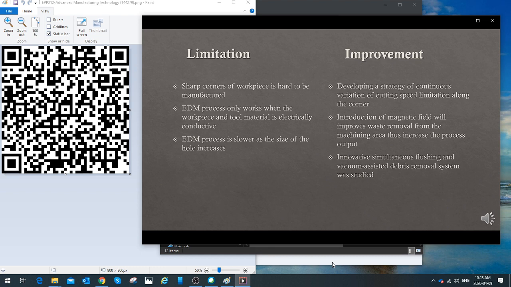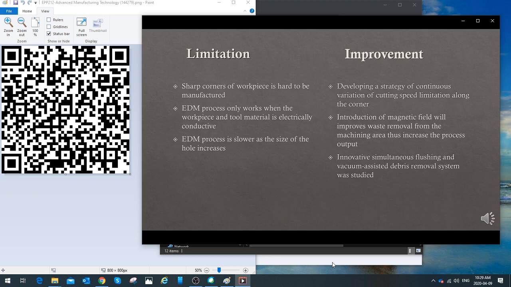There are some limitations in the EDM process. Firstly, sharp corners of workpiece are hard to manufacture. Secondly, the EDM process only works when the workpiece and tool material are electrically conductive. Lastly, the EDM process is slower as the size of the hole increases.